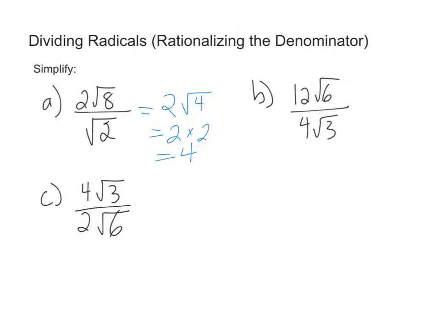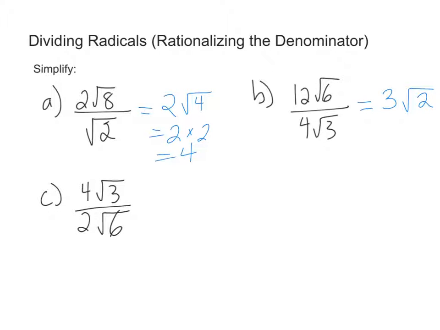If we look at part B, 12 root 6 divided by 4 root 3. Well, 12 divided by 4 is 3. And then divide the radicands. 6 divided by 3 is 2. That one just becomes 3 root 2. You can't simplify it any further, because 2, the radicand, is not a perfect square, nor does it have a perfect square factor. So it just stays as is. That's kind of the simplest way to divide radicals.